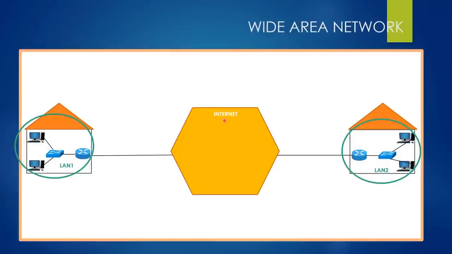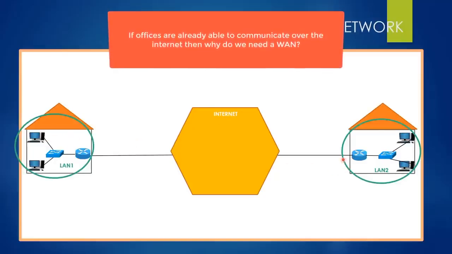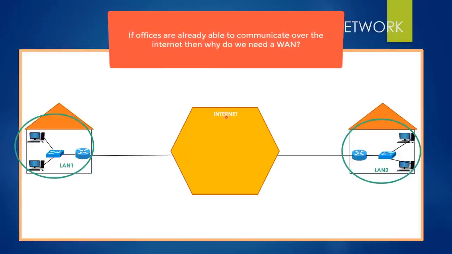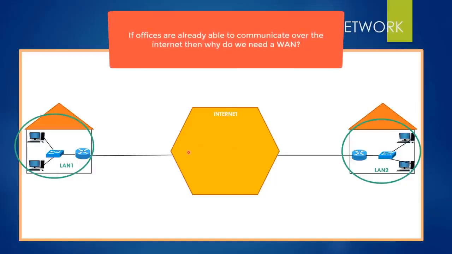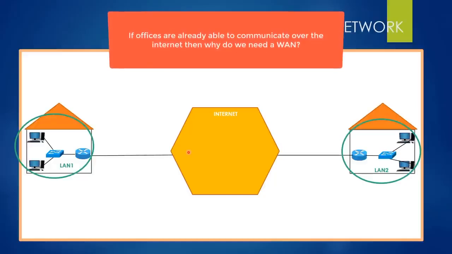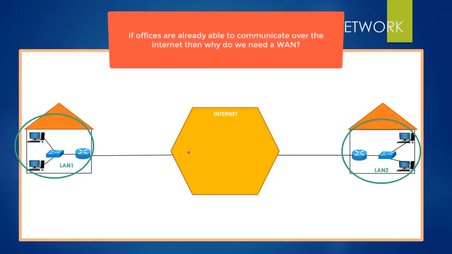This is obvious. So, the question is, if these offices can already communicate with each other over the internet, why do we need another special network as a WAN? Please be careful. Communication over the internet directly and communication over a special WAN belonging to a company is a whole different thing. So, I want you to think about that question for a short time and try to answer it.